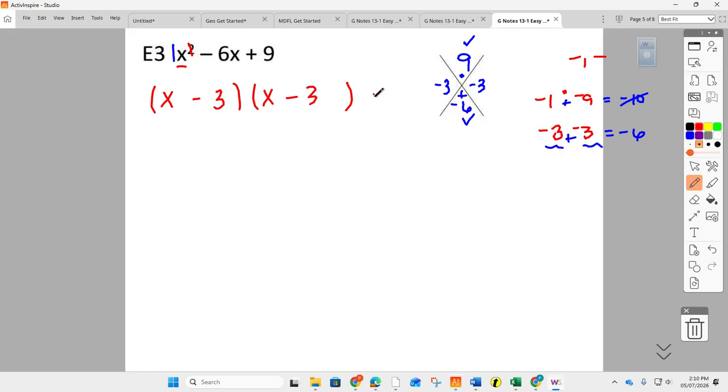Okay, so that is a correct answer. You could also write this as x minus 3 squared, right? Because we're multiplying that x minus 3 by itself. Either answer is correct. One is not more correct than the other.